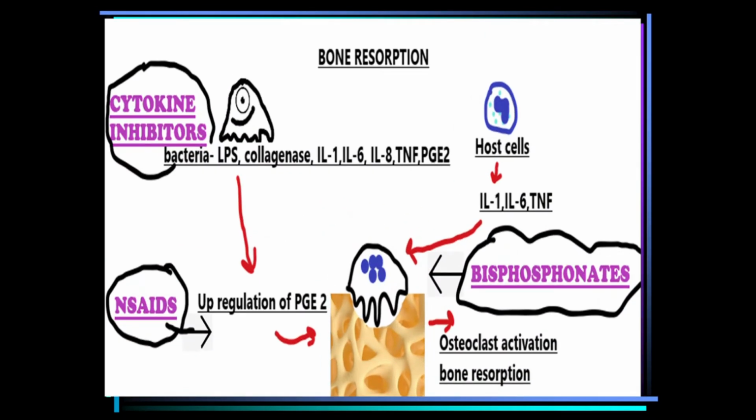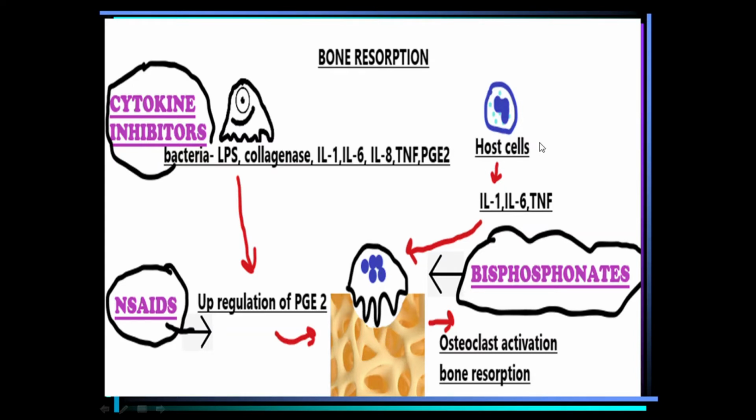I have again made a diagrammatic representation of the same, showing how bone resorption takes place. The two factors that are responsible are bacterial factors and the host cells. If you talk about the bacterial component, various bacteria have virulence factors like collagenase, interleukin 1, interleukin 6, tumor necrosis factor. They will increase the prostaglandin E2 level, which will act on osteoclasts. Multinucleated osteoclasts, once activated, lead to resorption of bone.